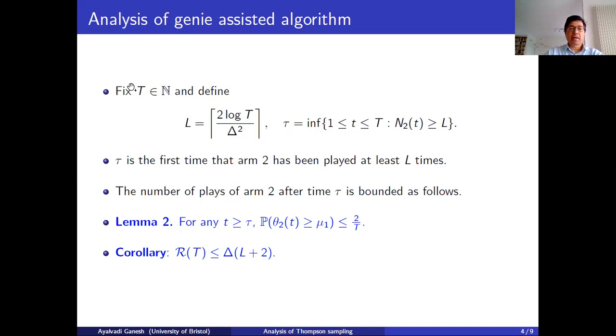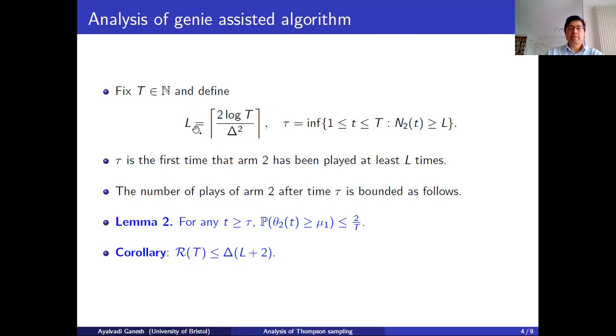So we want to analyze the regret up to some arbitrary time horizon capital T. In order to do that, we introduce this quantity L, which is defined in this way. So it's 2 log T over delta squared rounded up to the nearest integer. And we define tau to be the smallest time up to capital T that the suboptimal arm 2 has been played at least L times.